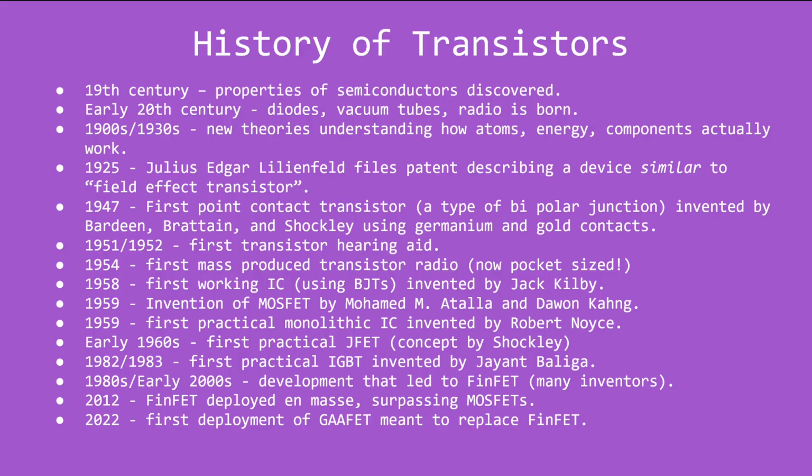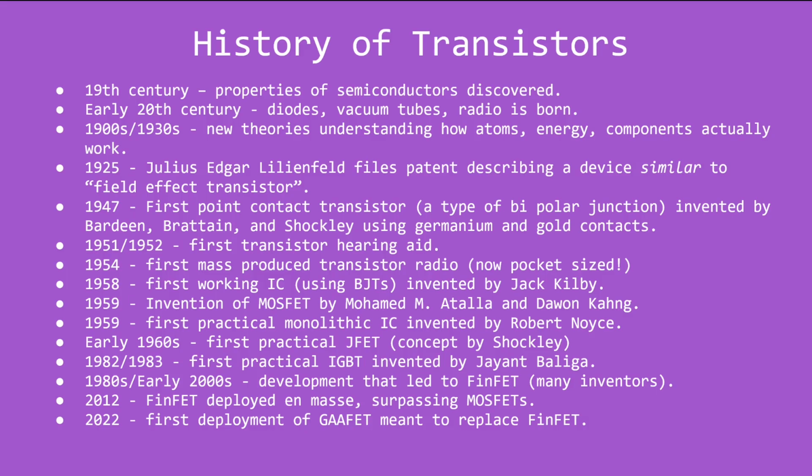In 1947, we saw the first point contact transistor, which finally made the idea of transistors a reality. In just a few short years, in 51, 52, we saw the first transistor hearing aid. In 54, we saw the first transistor radio, or at least the first mass produced one. And at that point, radio was something you could fit in your pocket. In 58, we saw the first working IC, along with 59, and also in 59, the first invention of the MOSFET.